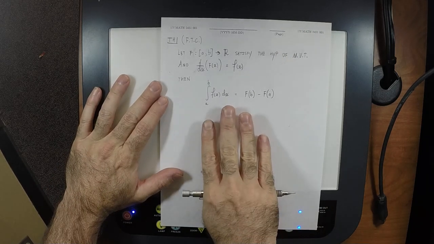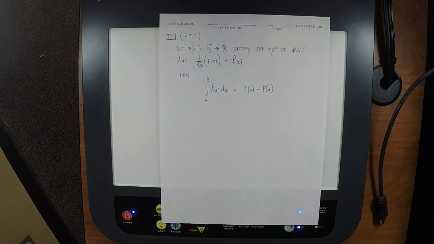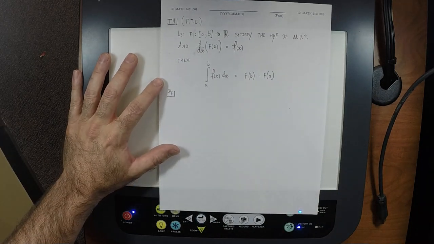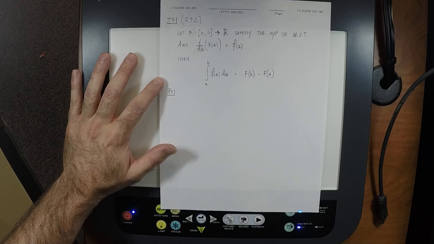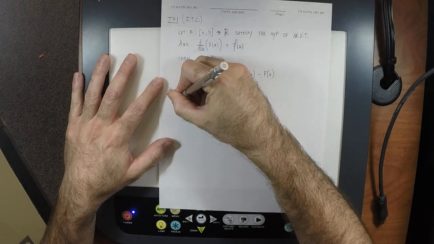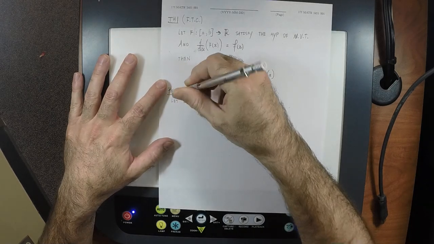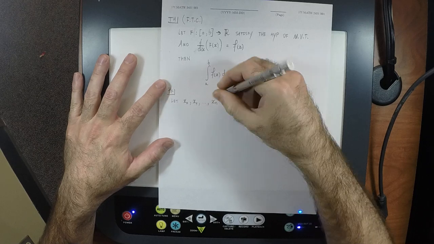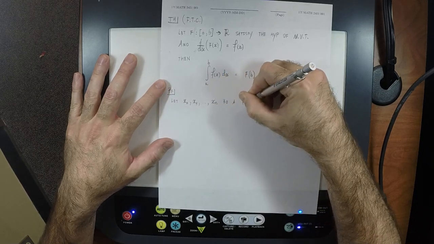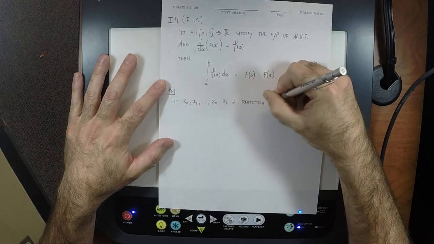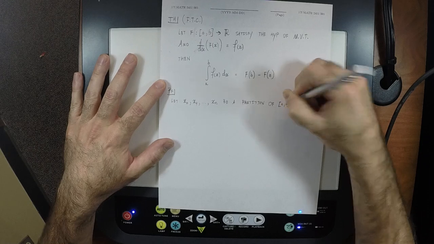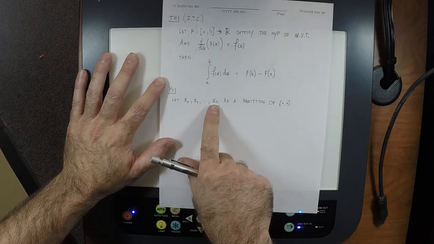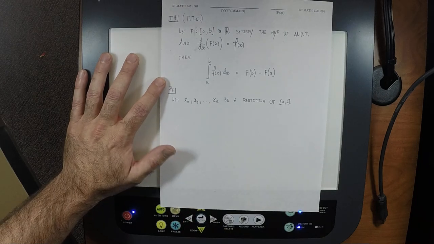Okay, so now let's prove this. And this is one of the things you're going to have to prove. So now, let x0, x1, dot dot dot, xn be a partition of AB. That means that this one is A, that one is B, and they're in increasing order.